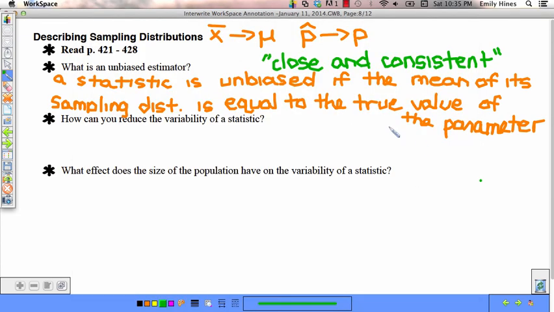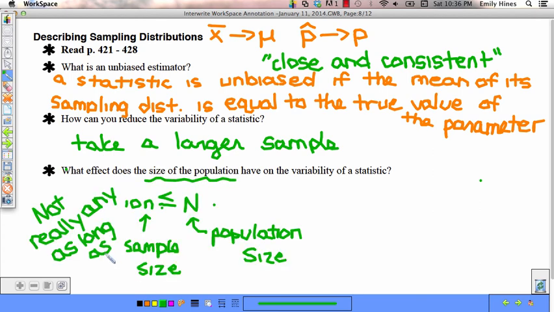So how can you reduce the variability of a statistic? You can take a larger sample. Okay, and the question here is, what effect does the size of the population have on the variability of the statistic? And this goes back into our 10% rule. So as long as your sample size times 10 is less than or equal to your population size, the population size really has no effect on the variability of your statistic. Only the sample size does.